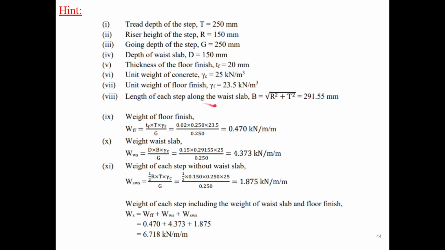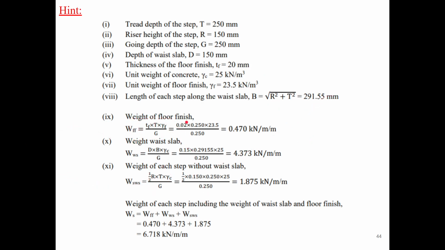The length of each step along the waist, that is B, is the square root of r square plus t square. Here the tread is basically the same as the going, because there is no nose. So the square root of r square plus t square is 291.55 millimeter. Now we can calculate the three weights.